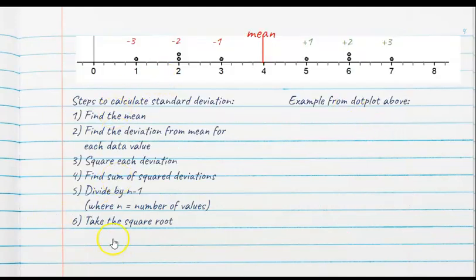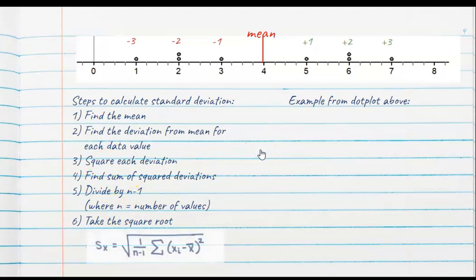Okay, so here are your steps to calculate standard deviation. The first thing you have to do with your set of data is find the mean. The second is find the deviation from the mean for each data value. I'm going to walk you through it in a second. You'll square each deviation, and you'll add the squared deviations. You divide by n minus 1, where n is the number of values, and then you take the square root. So this is the step-by-step.